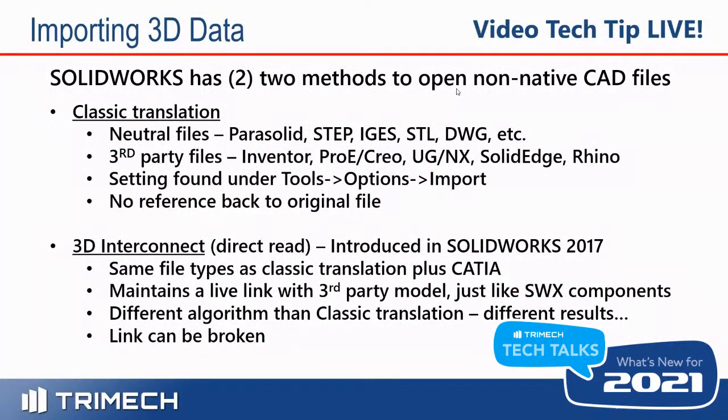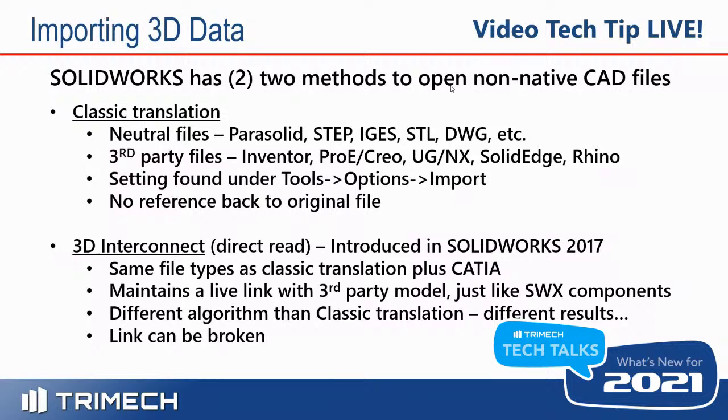So quickly put here, SOLIDWORKS has two methods to bring in non-native CAD data. We have a classic translation method that's always been on the file open dialog, where we simply from file open, we can bring in neutral files such as IGES or STEP, or native CAD files from other CAD systems like Inventor, Creo, and Solid Edge. There are a variety of settings as to how SOLIDWORKS brings in those files available under your system options on the import section. And there's no reference back to the original file.